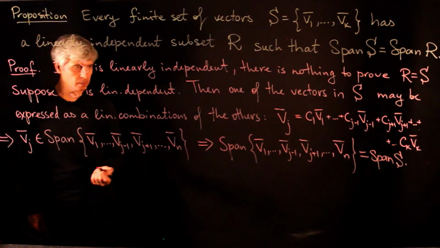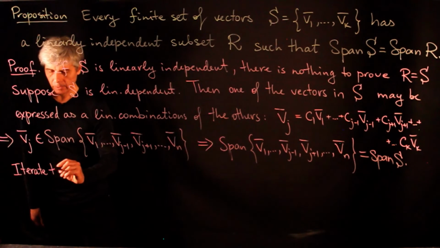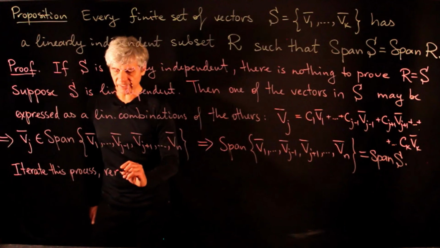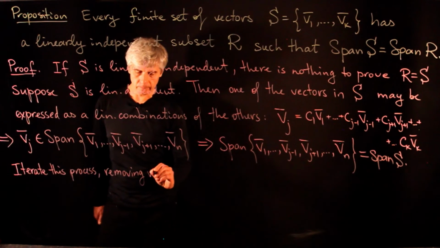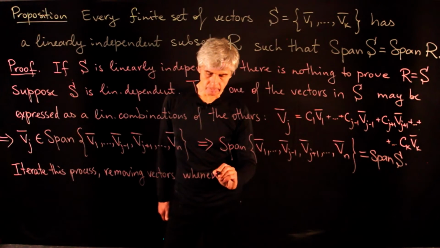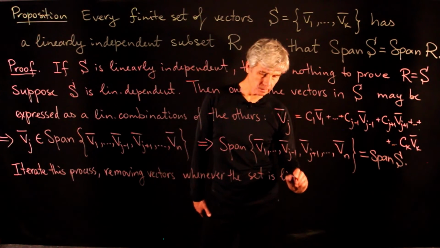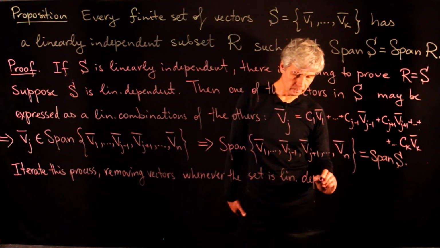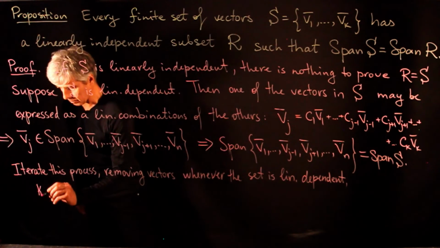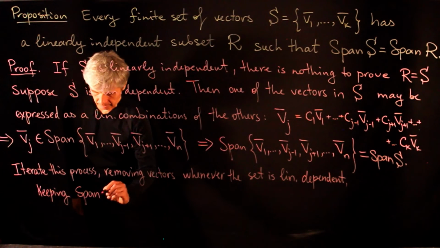And so then we iterate this process, removing vectors whenever the set is linearly dependent, and keeping the span unchanged.